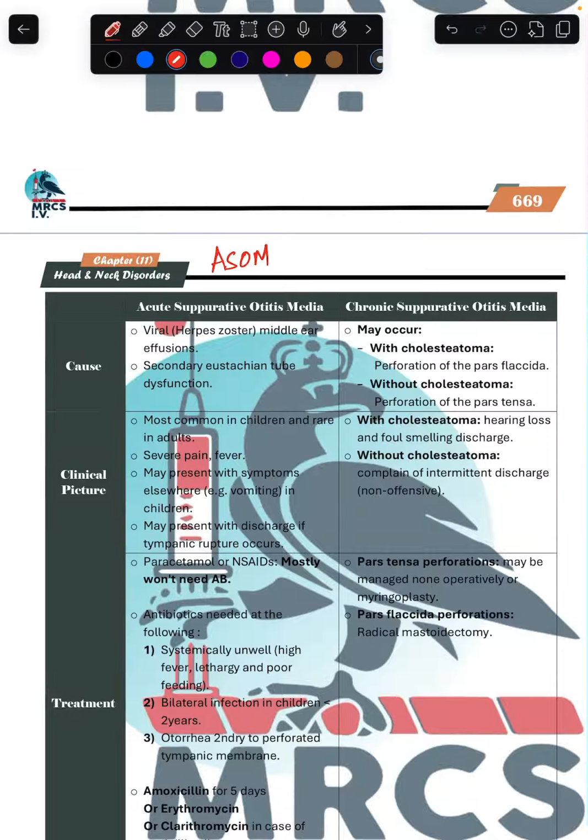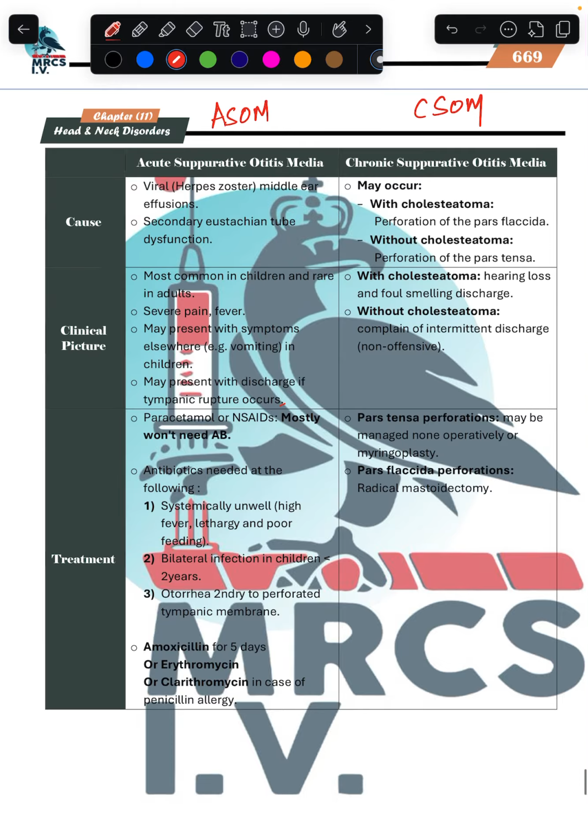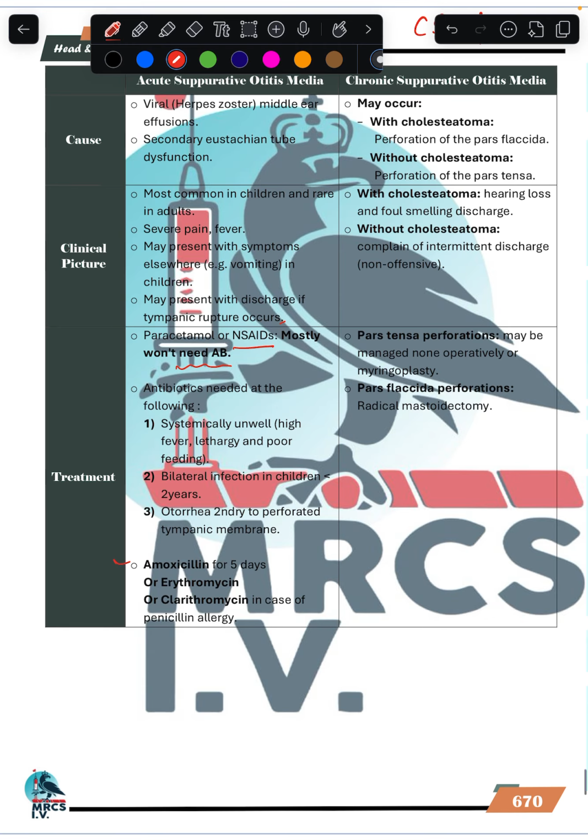ASOM and CSOM, chronic suppurative otitis media. ASOM is common in children, with pain, fever symptoms, vomiting, and discharge if the tympanic membrane is ruptured. Most of the time paracetamol and painkillers are required, non-steroidal anti-inflammatory drugs. Antibiotics are not required because it may be viral. Antibiotics are needed if the patient is unwell, with high fever, bilateral infection, or otorrhea secondary to perforated tympanic membrane. Amoxicillin or erythromycin or clarithromycin has to be given.